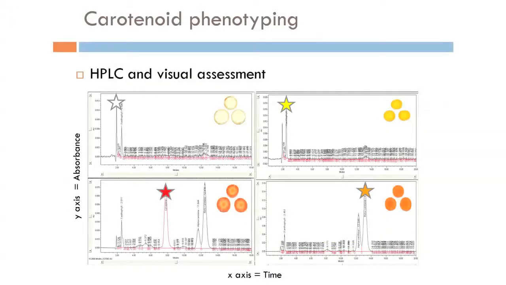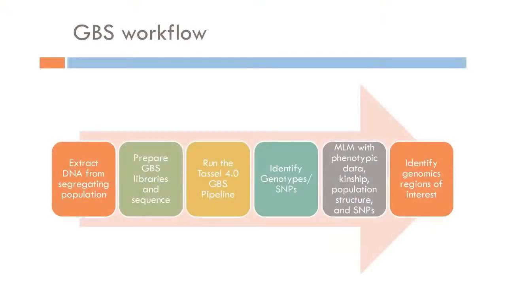For the phenotyping, we used high-performance liquid chromatography as well as a 0-to-1 visual assessment of pigment. So these are the typical HPLC chromatograms for white, yellow, red, and orange. And just to remind you, DNA was extracted from these samples, the libraries were prepared, we called the SNPs, and then we used Tassel to identify regions of the genome that are associated with each of these traits.